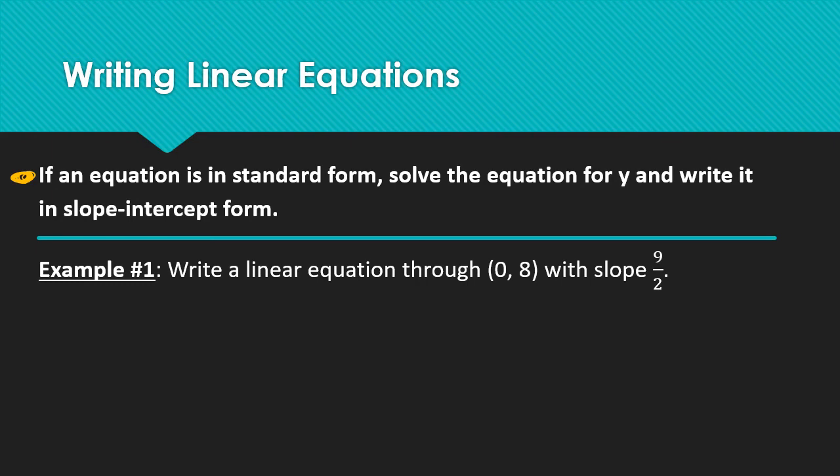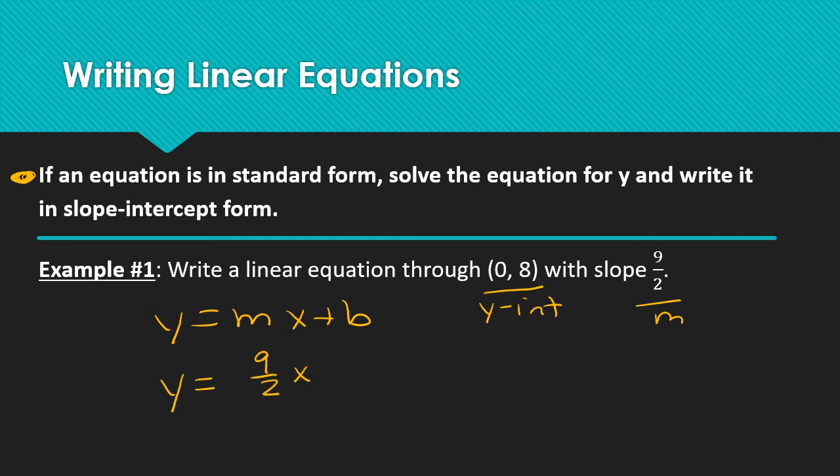All right, so example 1, write a linear equation through 0, 8 with slope 9/2. If you look at these and you recognize that this is a y-intercept, you realize that you have the slope and you have an intercept, so we can use slope-intercept form. If you struggle with this, write the formula and start plugging in things you know. So here I have y equals, my slope is positive 9/2 x, and my y-intercept is 8. So because I had the slope and the y-intercept, I was able to use slope-intercept form, and I have fulfilled the requirements of this problem.